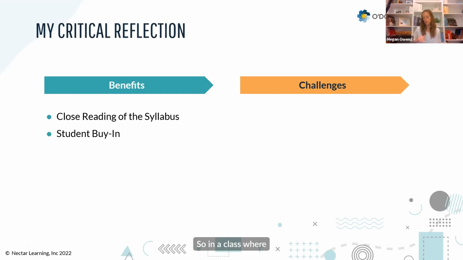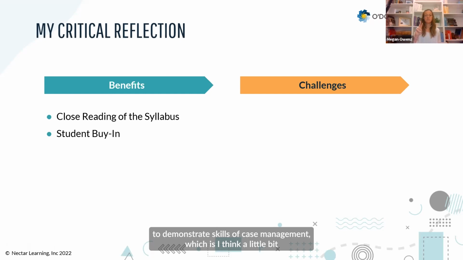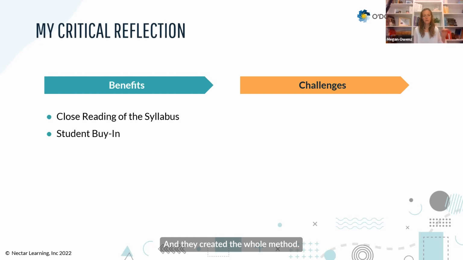So in a class where they worked in partners throughout the whole semester to demonstrate skills of case management, which is, I think, a little bit about the question we were talking about a moment ago, there were always issues with partners and groups, and we talked about that a lot at the start of the semester when we were designing the syllabus. They decided the way that we want you to do our case management partners is we want you to randomly assign them, and this is how we're going to handle conflicts. And they created the whole method.